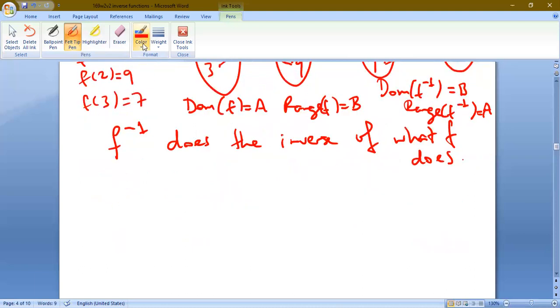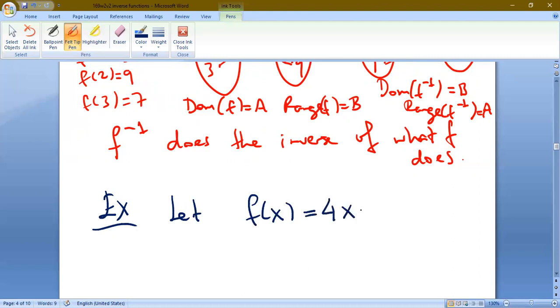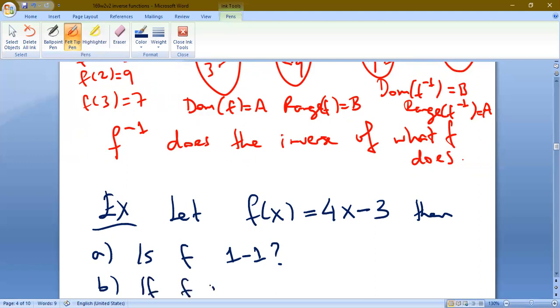Let's now do general examples. Let's say, for instance, f of x equals 4x minus 3. Then, is f one-to-one? And if f is one-to-one, then find its inverse. So let's do an example like this.